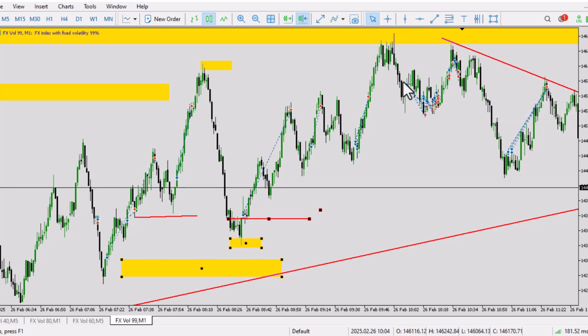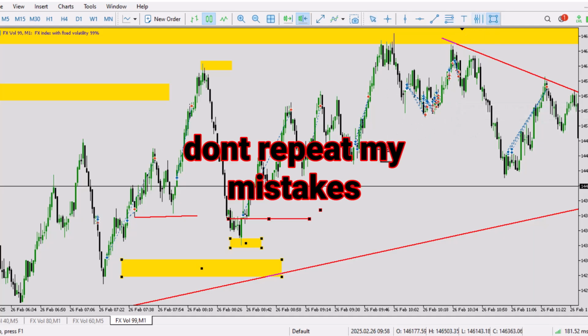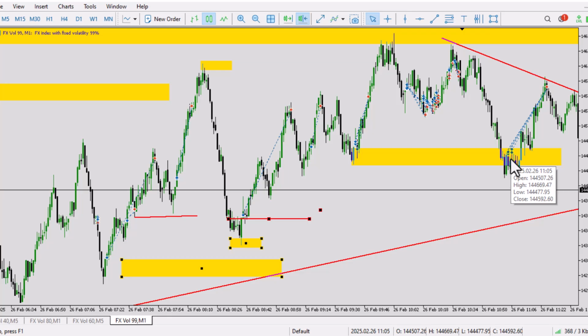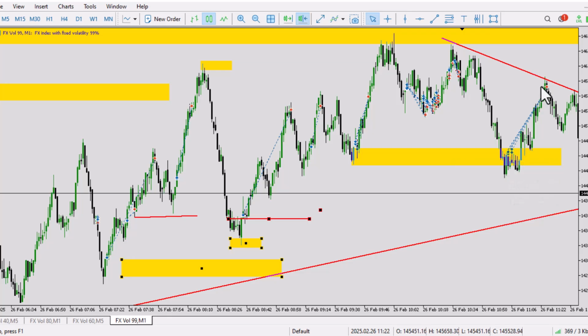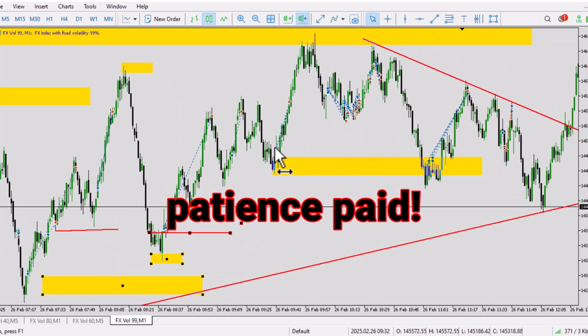But in this area, what I did wrong was that I was trying to get in prematurely, when I should have waited for a retest of this order block, which came later. And look, I got my trades and I made some money. So you have to have patience, and you have to know what you're waiting for.